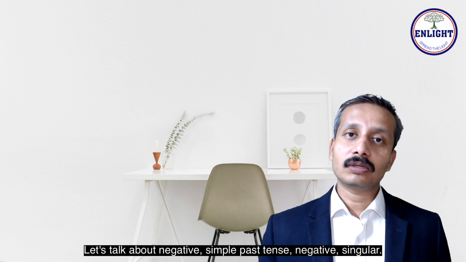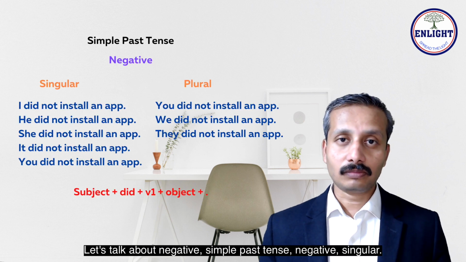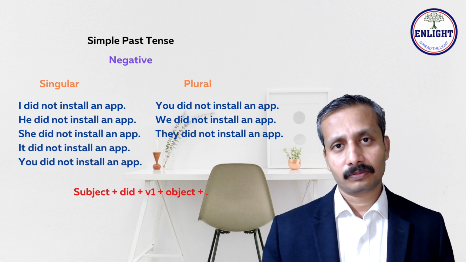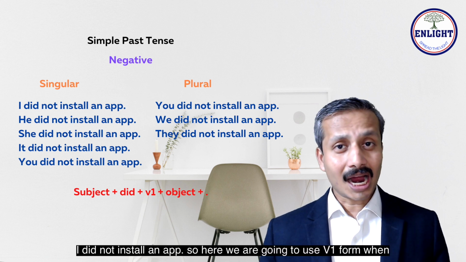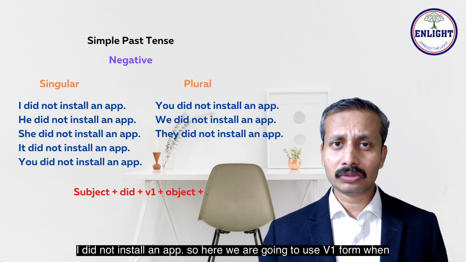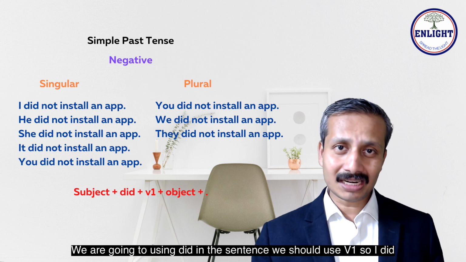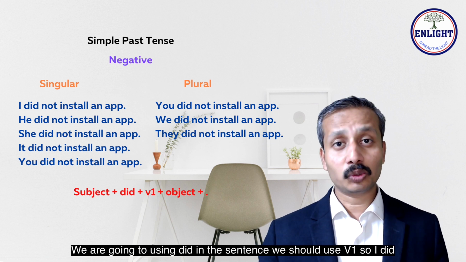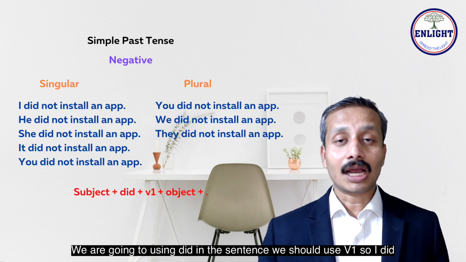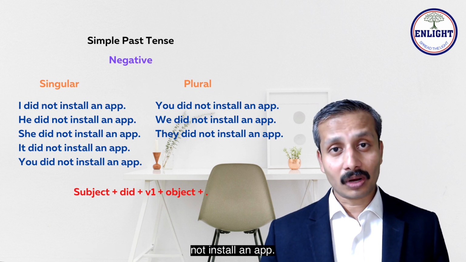Let's talk about negative. Simple past tense, negative, singular. I did not install an app. So here we are going to use V1 form. When we are going to use did in the sentence, we should use V1. So, I did not install an app.